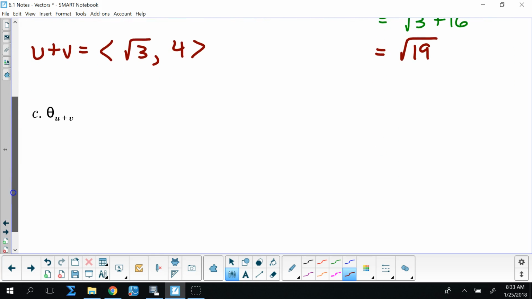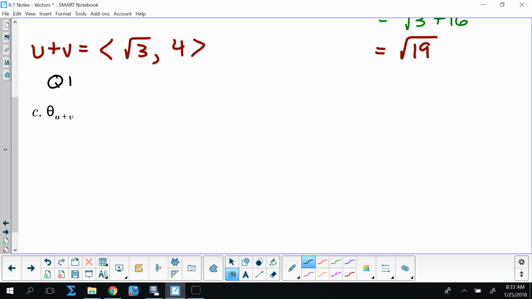My question to you is this: which quadrant is the vector u plus v in? It's in quadrant 1, okay? Which is good to know, because my reference angle is then equal to my actual angle in quadrant 1. So I don't have to do any extra figuring there.